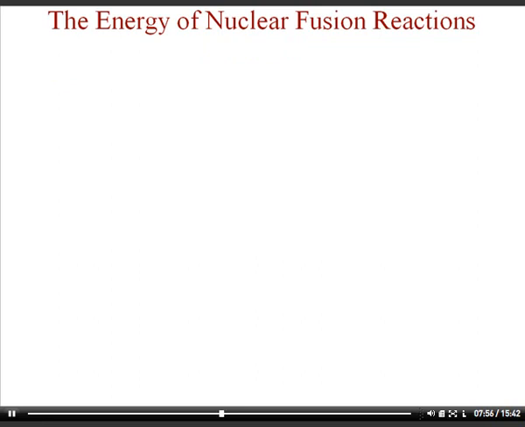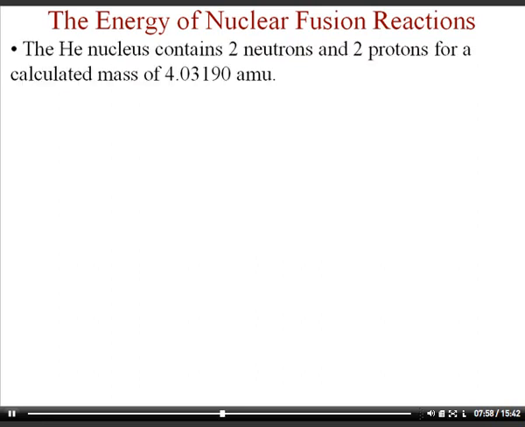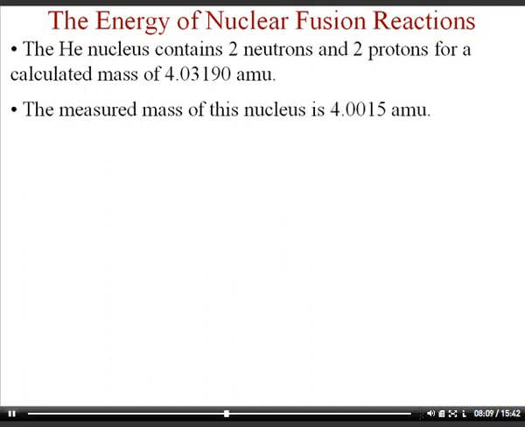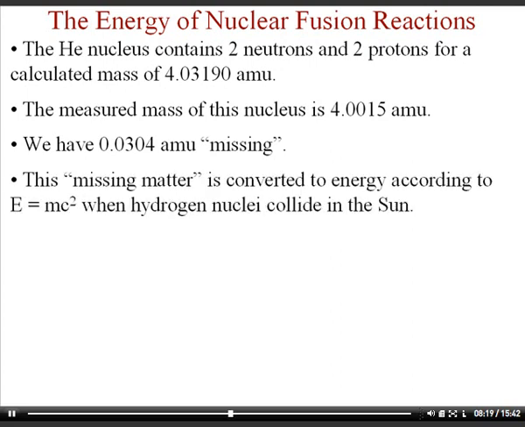Now on the next slide we have the energy of the nuclear fusion reactions. A helium nucleus contains 2 neutrons and 2 protons for a calculated mass of 4.03190 atomic mass units. Now if you measure the mass of the nucleus, it's 4.0015 AMUs. So there's some mass that's missing. So where does this mass come from? This mass is converted into energy.